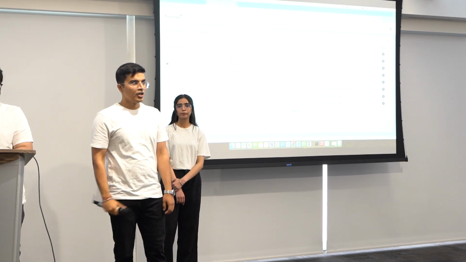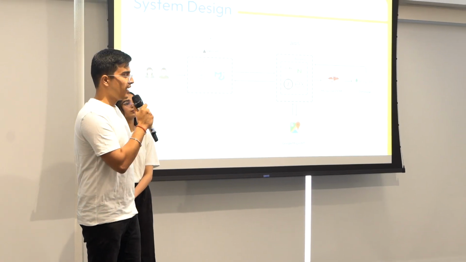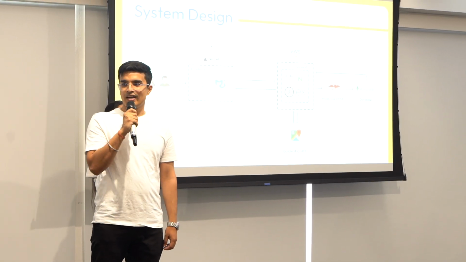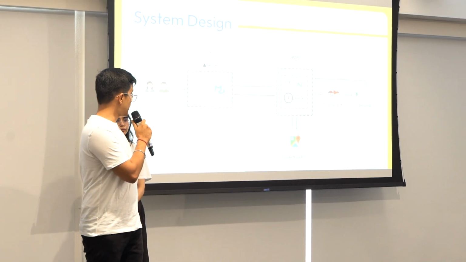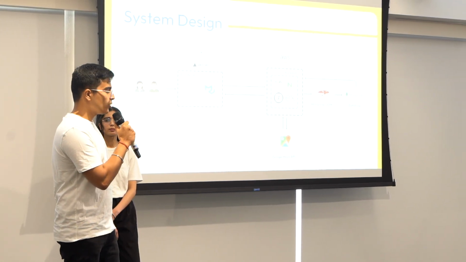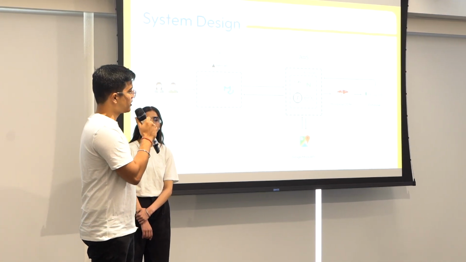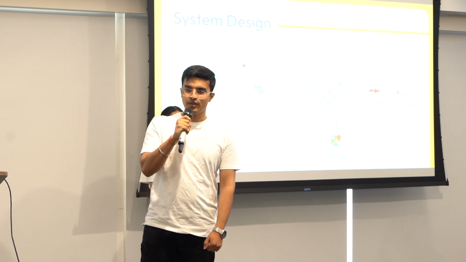So for the system design, we have used React.js as our primary framework, and we have used Material UI for data visualization and components. We have hosted this front end on Vercel. For the backend, we are using Node.js as our backend language. Along with that, we are using Express.js as a framework. For real-time tracking, we are using Socket.io and Google Map APIs to implement this functionality. And all the backend services are hosted on AWS EC2 instance.